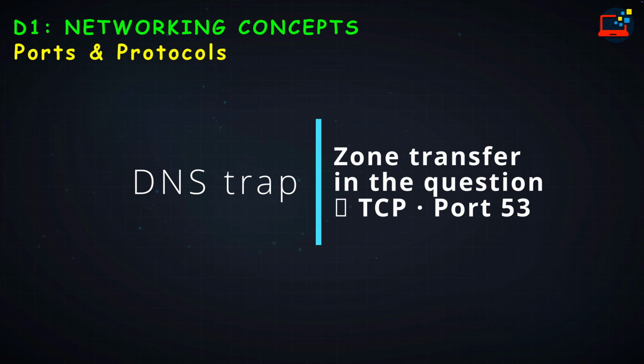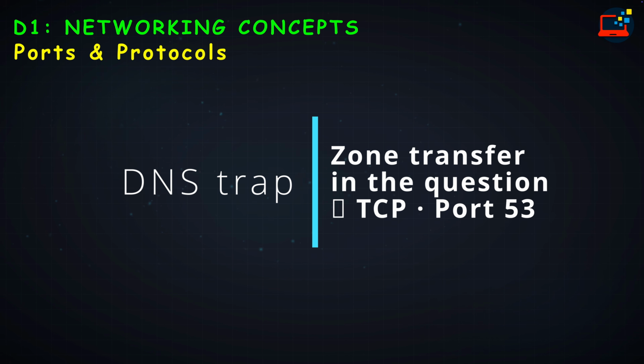DNS trap, one more time. The exam will ask why DNS uses both TCP and UDP. UDP is for everyday queries because speed matters. TCP is for zone transfers and large responses. If you see zone transfer in the question, the answer is TCP on port 53.